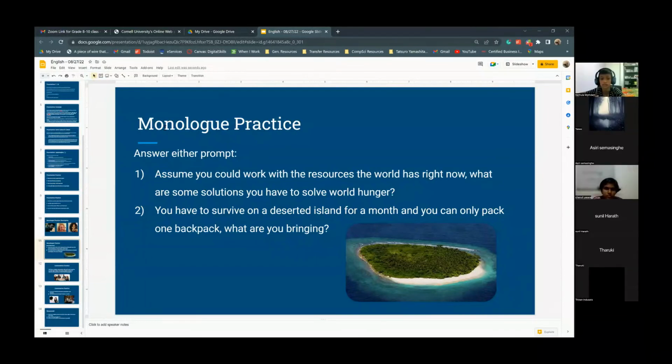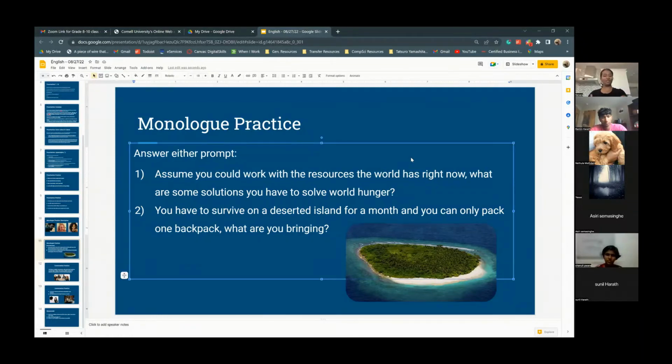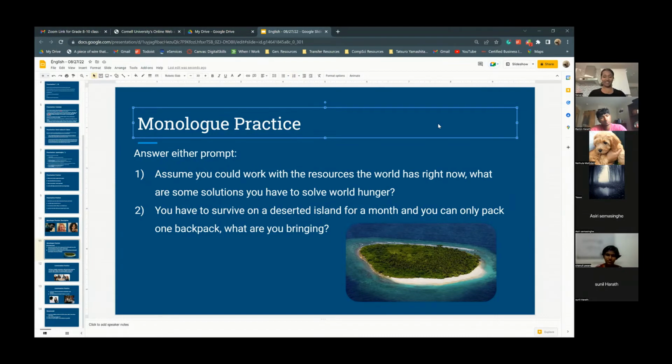So for the last 10 minutes before we do our homework, I want you to answer either of these prompts. You can give us a quick speech on either the first prompt, which is assume you could work with the resources the world has right now. What are some solutions you have to solve world hunger? And then the second prompt is you have to survive on a deserted island for a month and you can only pack one backpack. What are you bringing in that backpack? And that is what the island looks like. So no questions. That's all. And yeah, just use your brain. And then I can see some trees in there, so that might help you guys a little bit.